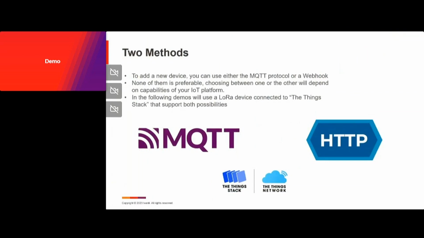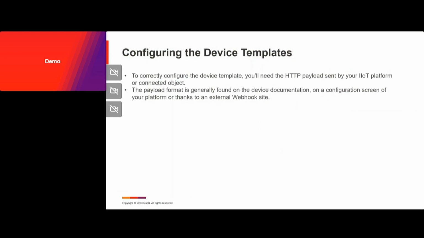A quick reminder of what we saw in the last video. Remember that there are 2 different methods to add a new device to the platform. The first one is MQTT, that was the subject of the first video. The second method we can use is HTTP, and this is what we will cover. We will use the same device as in the previous video, which is a CO2, temperature and humidity sensor connected via LoRa to the Things Stack. To configure our device templates, we will need our payload, which is a JSON payload sent by HTTP on a REST API entry point.